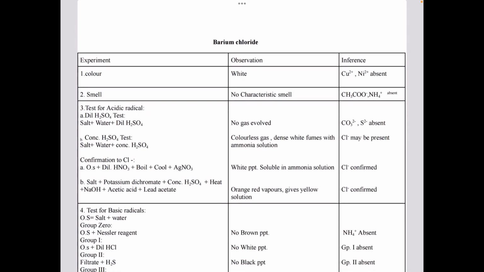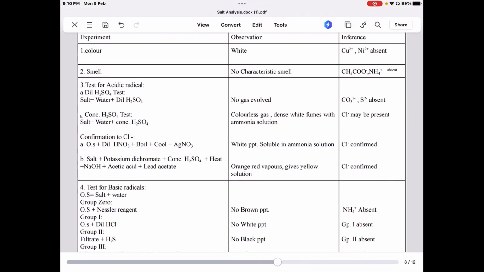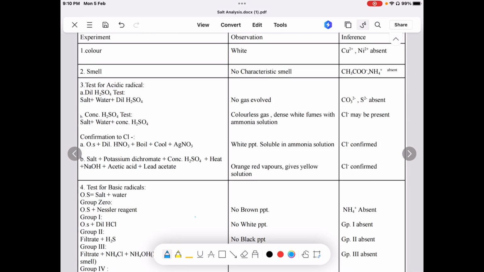So let's talk about barium chloride. Barium, which is a group 5 radical. So the first step is color. All salts we do in our board practical, they are white in color. So it means all the colored radicals are absent. Smell, no characteristic smell. So acetate, ammonium are absent here.